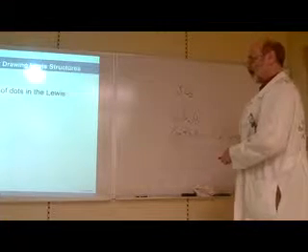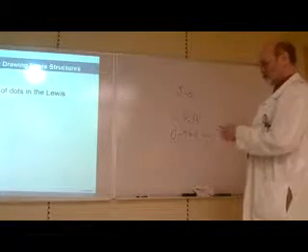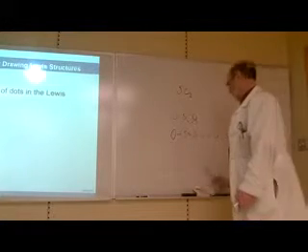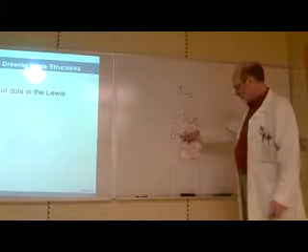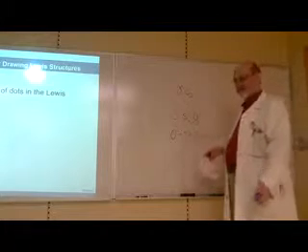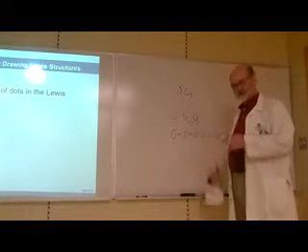So the total number of dots in the Lewis structure should be 18. Of course, these lines represent two. So when they say dots, you can count those as two.